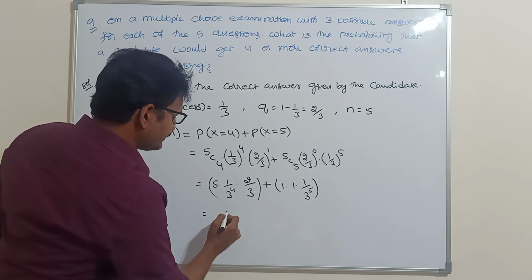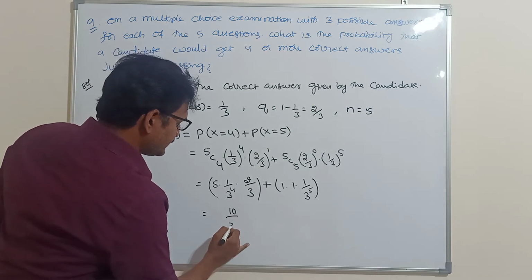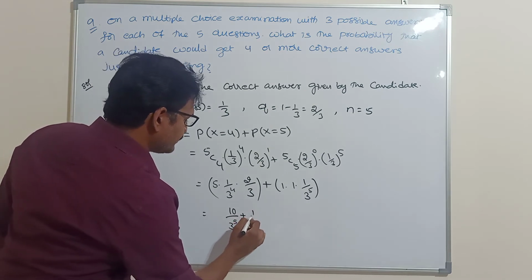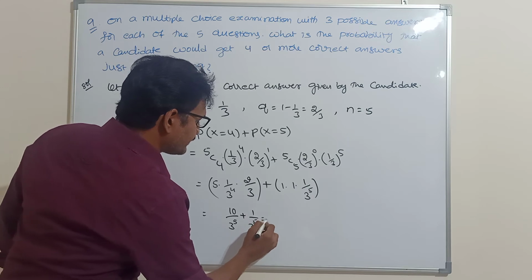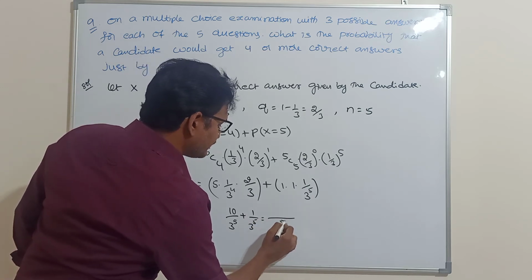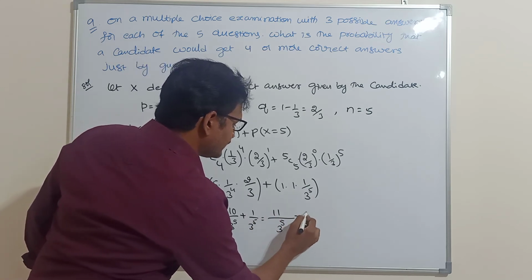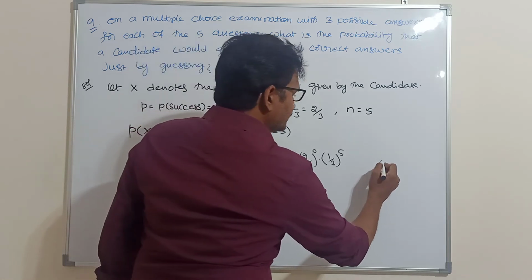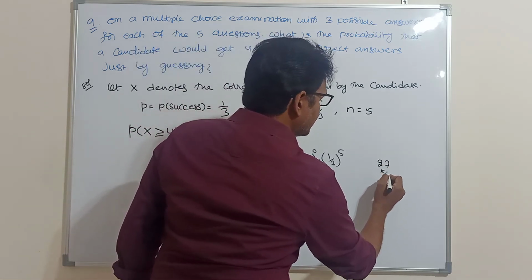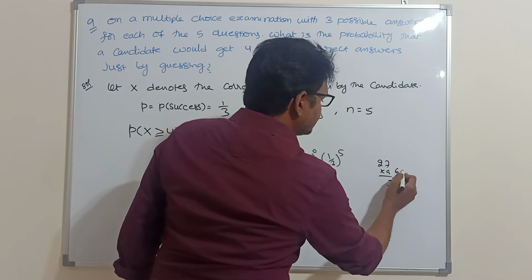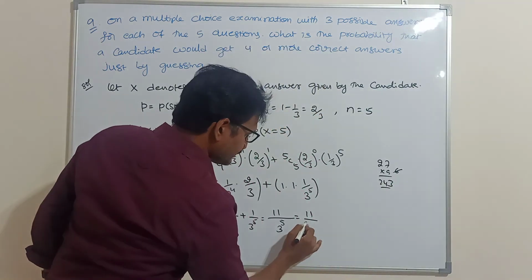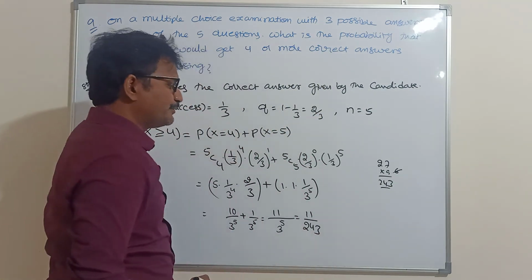So 5 into 2 is 10. 10 by 3 power 5 plus 1 by 3 power 5. The LCM is 3 power 5. 10 plus 1 is 11. So 11 by 27 into 9, that is 243. So the answer is 11 by 243.